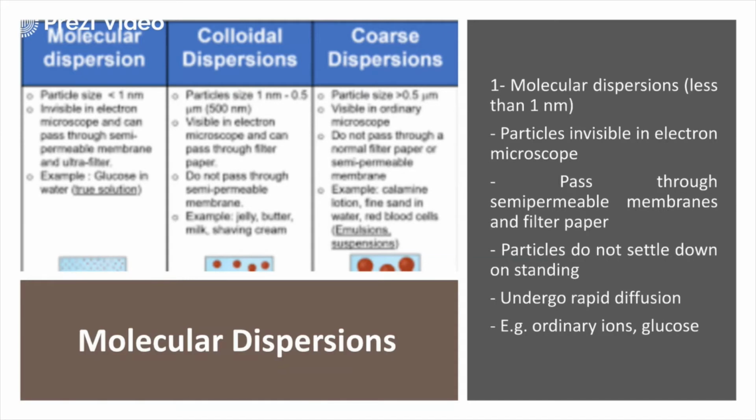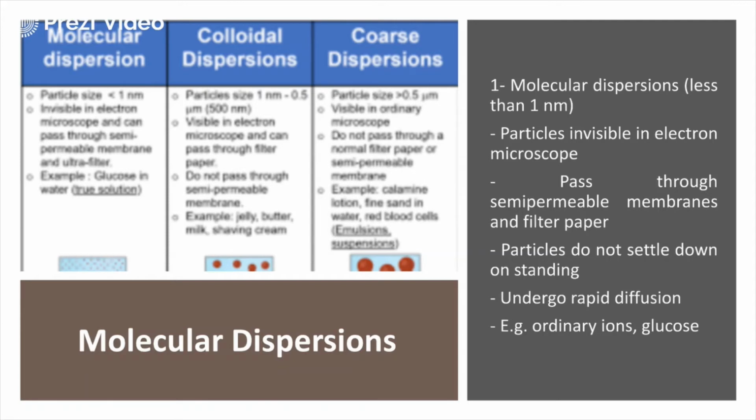So here your solute is completely solubilized into your solvent, for example glucose in the water. When we talk about the colloidal dispersions, the particle size ranges from 1 nanometer to 1000 nanometer, and it is visible by the electron microscopy only, and it can also pass through the filter. So the classic example is your butters, milk, shaving cream, etc.